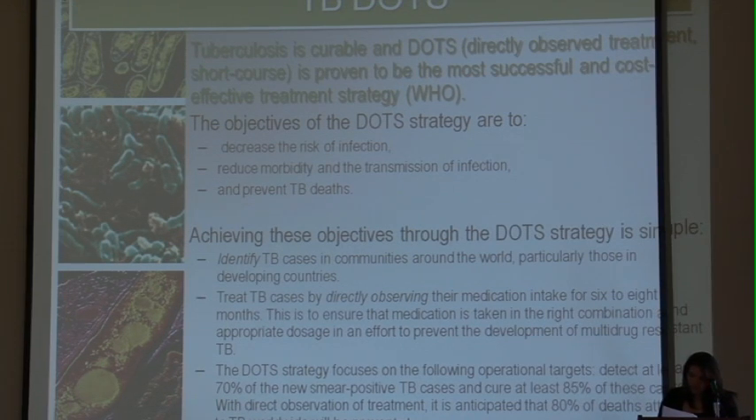The objectives of the TB DOTS are to decrease the risk of infection, reduce morbidity and transmission of infection, and prevent TB deaths. Achieving these objectives through the DOTS strategy is simple. Identify TB cases in communities around the world. Treat TB cases by directly observing their medication intake for 6 to 8 months. The TB DOTS strategy focuses on the following operational targets. Detect at least 70% of new smear-positive TB cases and cure at least 85% of the cases with directly observed treatment. It is anticipated that 80% of deaths attributed to TB worldwide will be prevented.